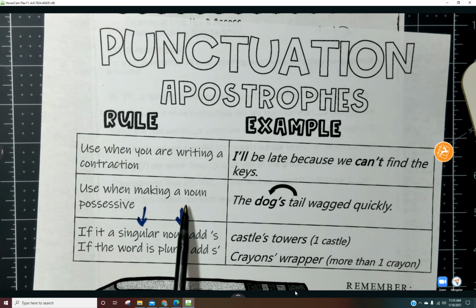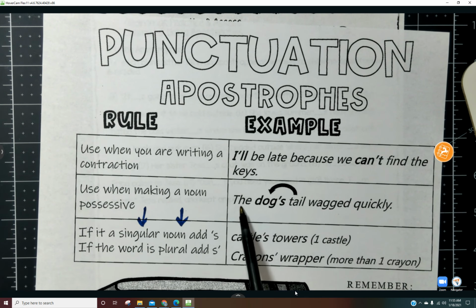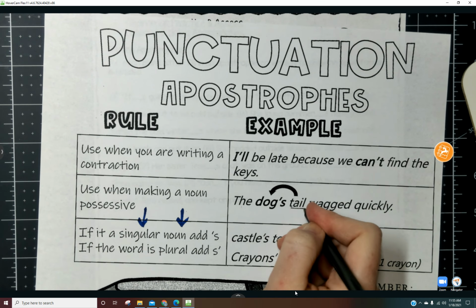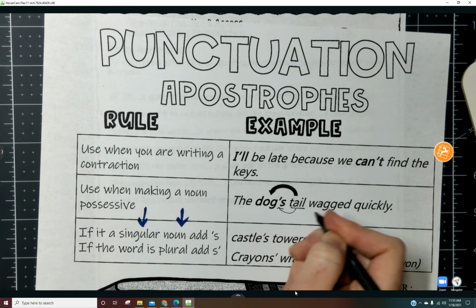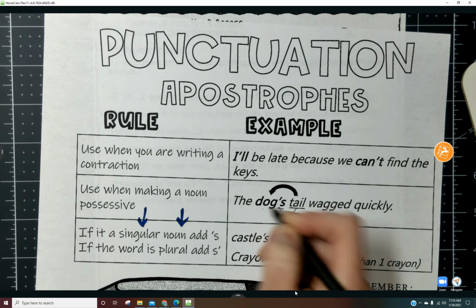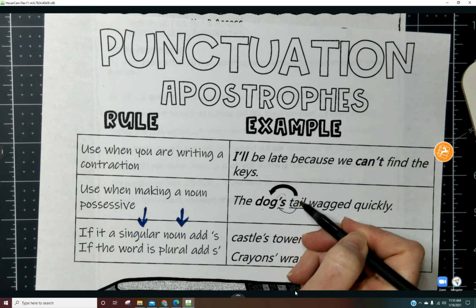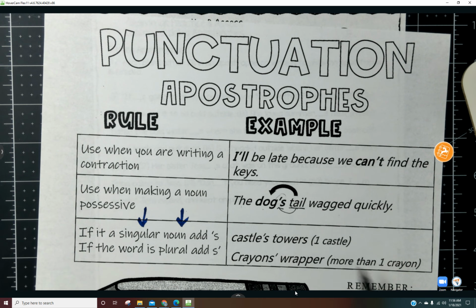Use when making a noun possessive. Remember, when we're saying it's possessive, we're showing ownership. So the sentence, for example, is the dog's tail wagged quickly. Well, the tail belongs to the dog. So when we have a noun that can be owned by a noun, then that's when we use that apostrophe. The dog owns the tail.